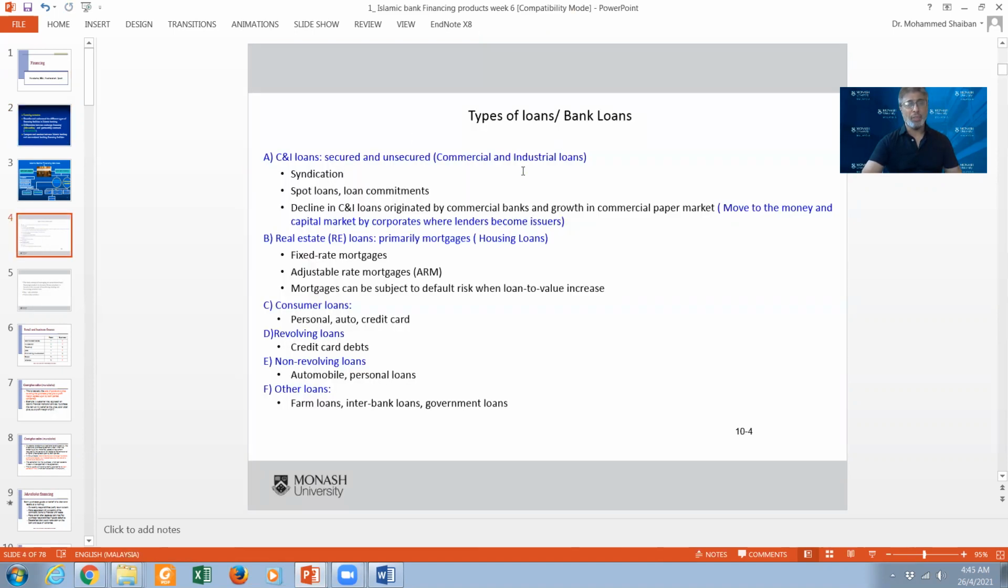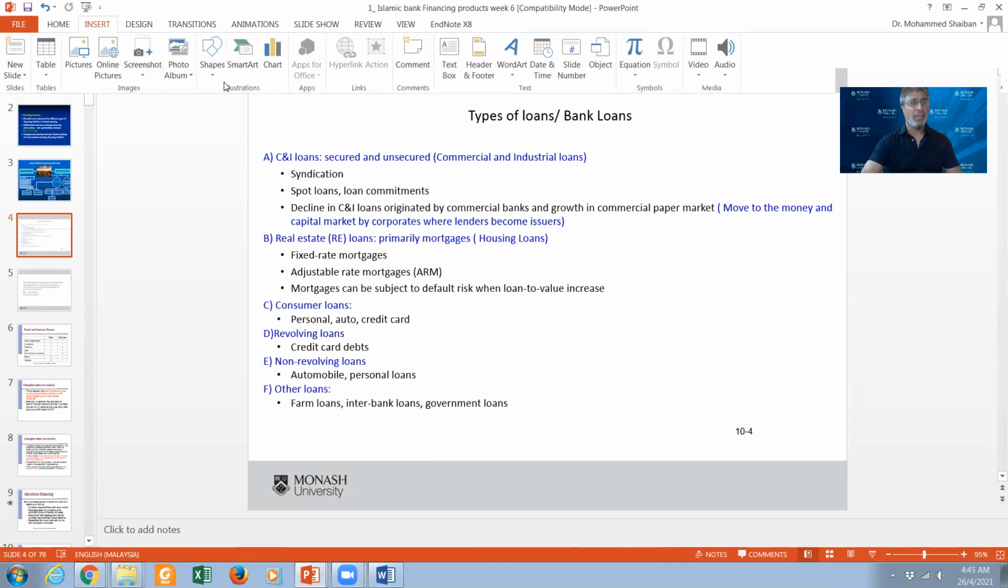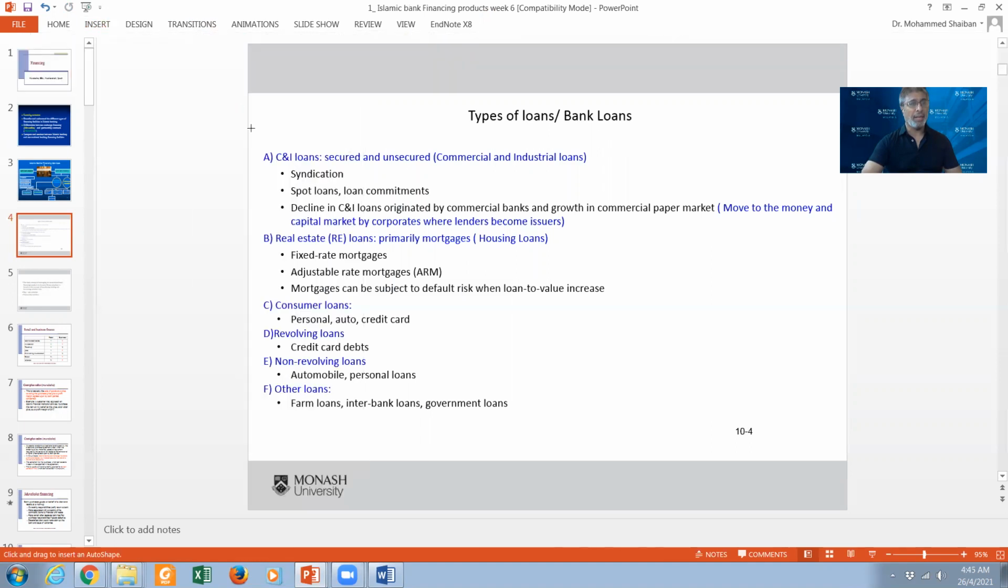Now, these are the loans which we get in conventional banks. We get what we call commercial and secured loans, which we call syndication. These include spot loans and loan commitments. You can give it now or you can promise to give it later on. Islamic banks also do this. This is designed for businesses and huge businesses, which is why we call it commercial and industrial loans.